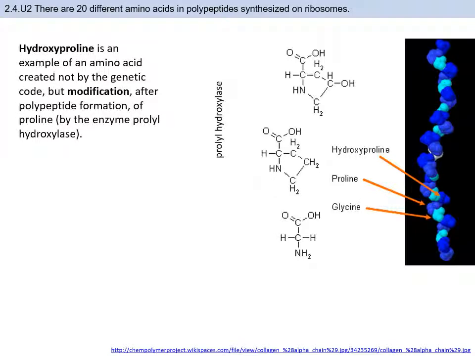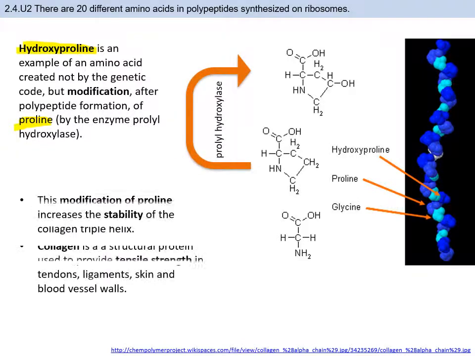Even though we do say that there are 20 naturally occurring amino acids, there actually is a 21st amino acid, a very special one called hydroxyproline. Hydroxyproline is basically a modified proline. A special enzyme called prolyl hydroxylase, and it ends in ase, so we know that it's an enzyme. Hydroxyl and prolyl: the name is telling us that it's adding a hydroxyl group to a proline. So it will take a proline and convert it into hydroxyproline through this reaction.